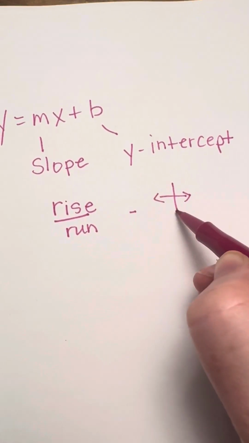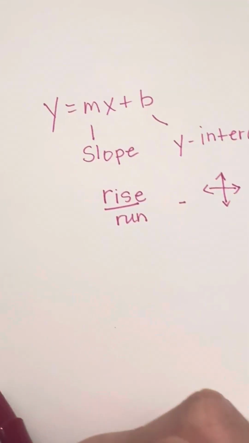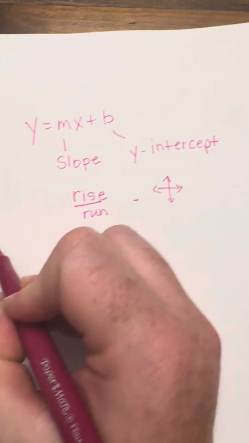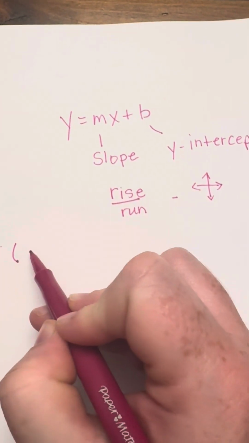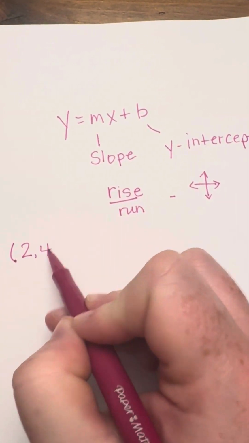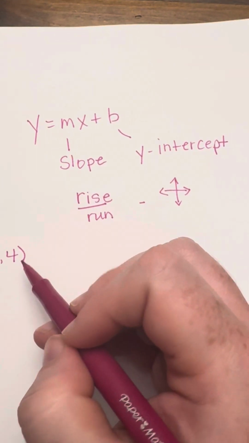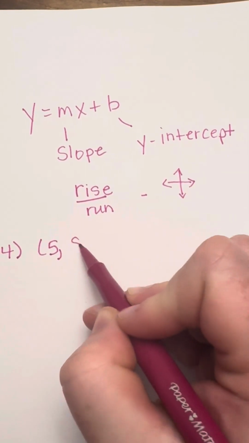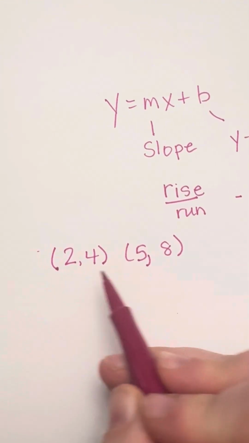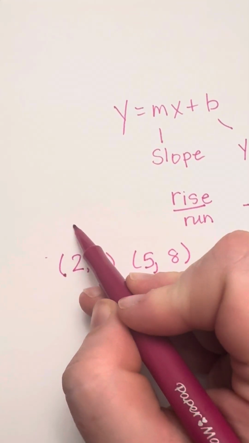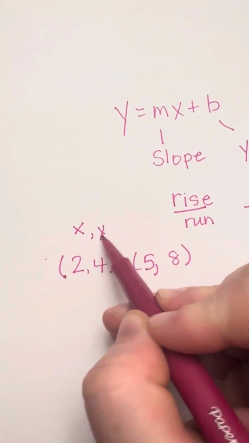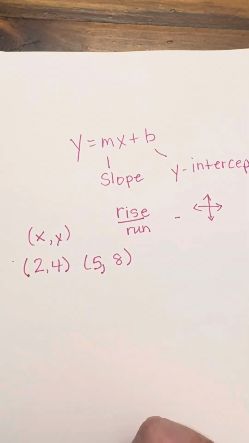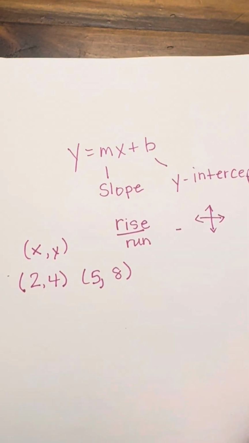So if we have 2 points, and that's what this first question is telling us, they've given us the points 2, 4, and the second point is 5, 8. And you remember that all of our points are in XY form. So the X comes first and the Y comes second. So now that we know all of the parts that we need, we just need to start filling things in.